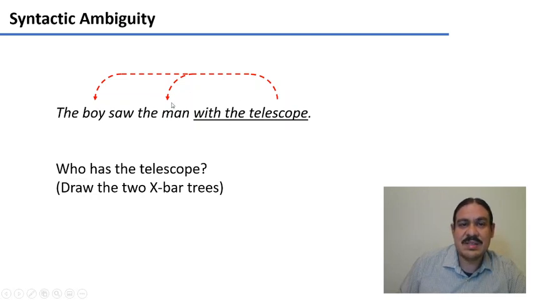Is it describing the noun man? Or is it describing the manner in which the verb to see is performed? How is the boy seeing? With a telescope. Who is the man? The man with the telescope. So this one could be modifying the noun phrase or modifying the verb.